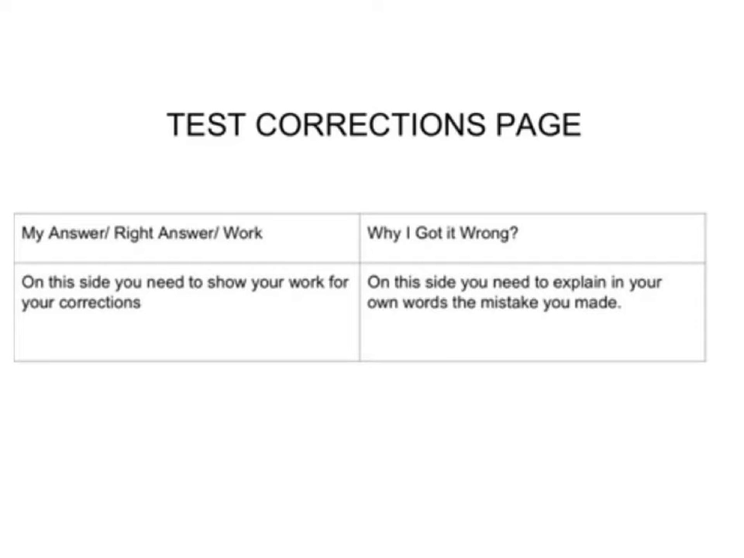So here is your test corrections page. Make sure you're dividing in two columns. One is to show all the work and the other one is to explain your mistakes. Make sure you put 7.4D test corrections as your title, and you make sure you're writing in your name. So turn this off, get that going, and come back to the video once you're ready to start doing the corrections.